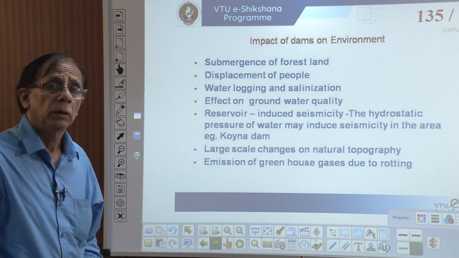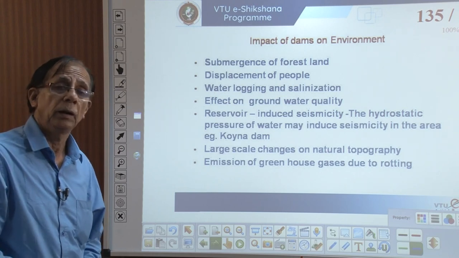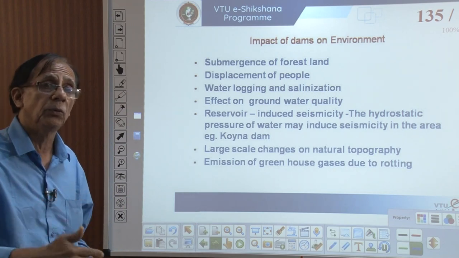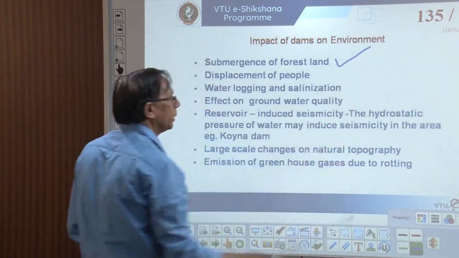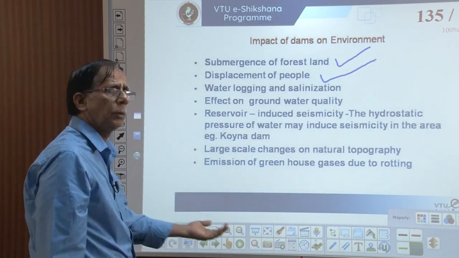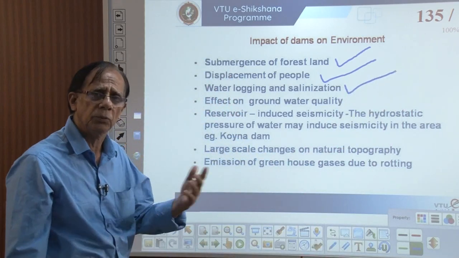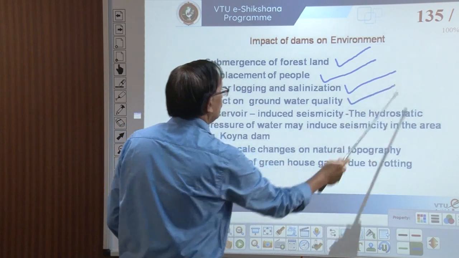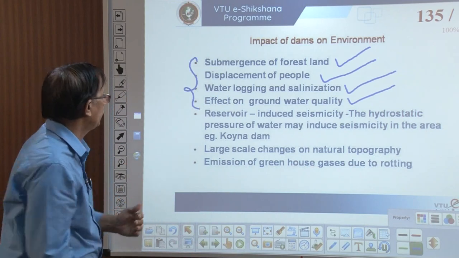The dam and reservoir do have an impact on the environment, and we talk not much about the environment, that is with respect to folds and faults, how exactly they create. Submergence of forest land is one loss due to the reservoir, that we know. Displacement of the people is another loss. Water logging and salinization, yes, that is another loss because of creation of a huge reservoir, and they have direct impact on the environment. Effect on groundwater quality, yes. These are all environmental. What is geo-environmental?